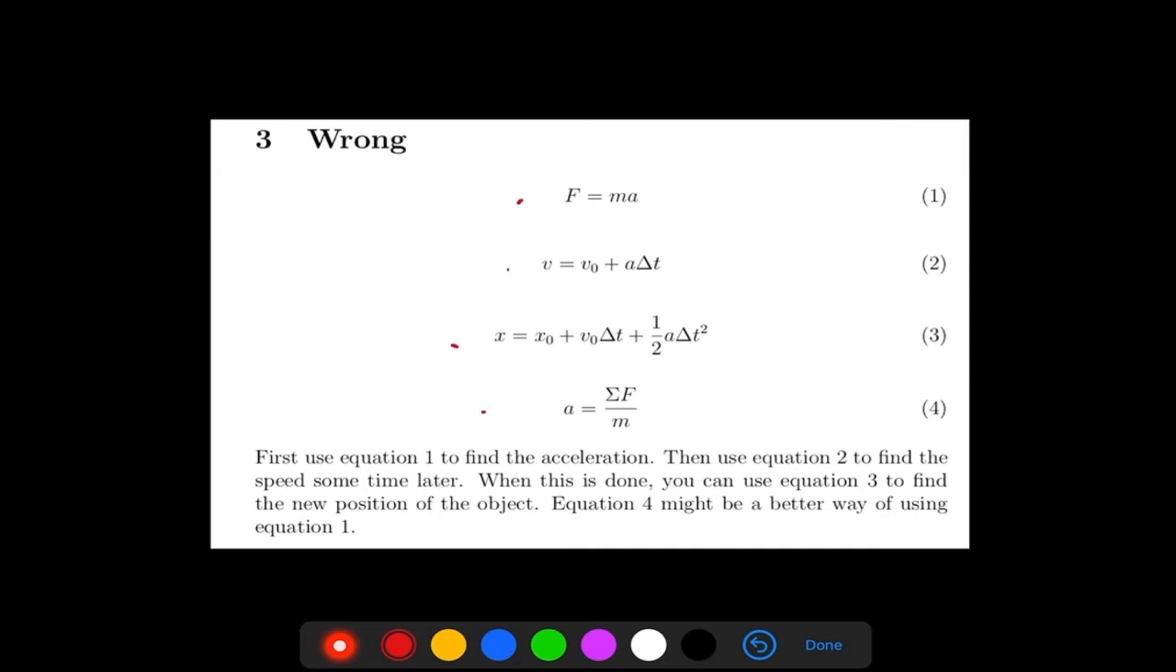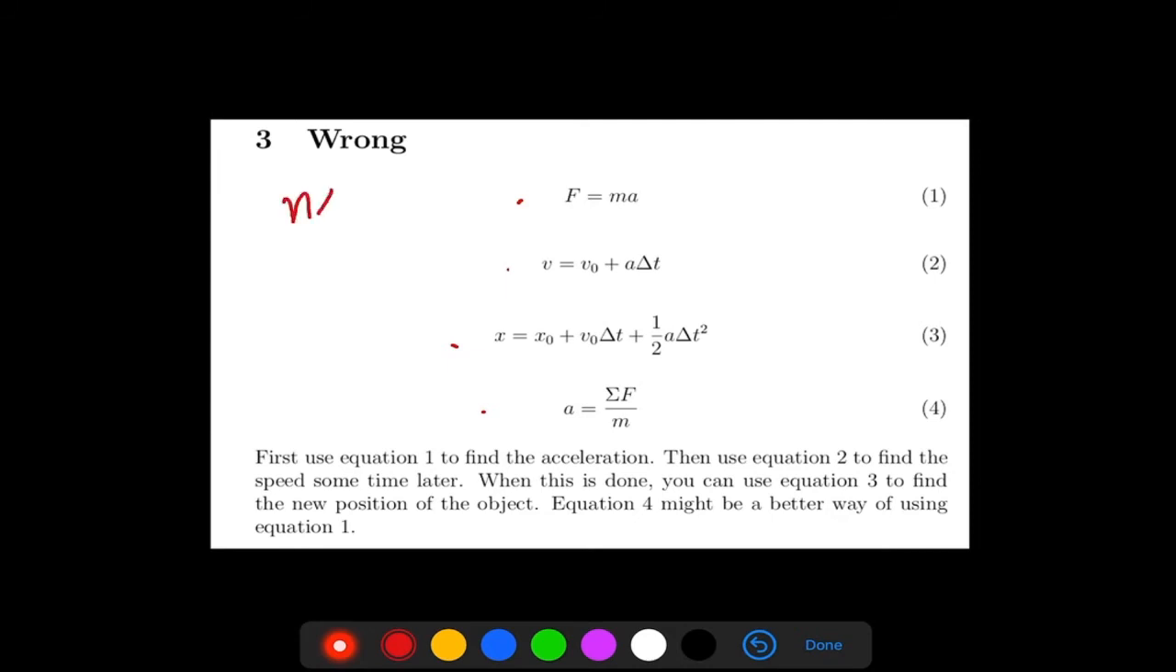Then I have some text down here to say, well, first use equation 1 to find the acceleration, then use equation 2 to find the speed sometime later. When this is done, you can use equation 3 to find the new position of the object, and equation 4 might be a better way of using equation 1, something like that. So I'm sure that everything that's written down here is correct, but the presentation's all wrong here.